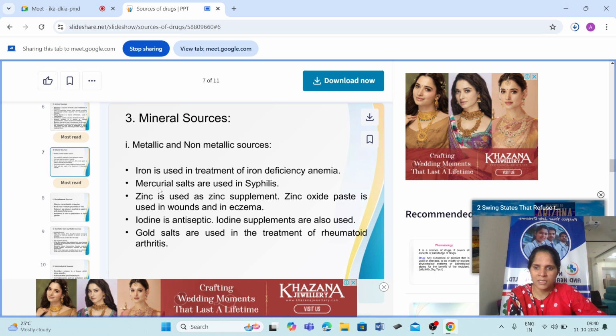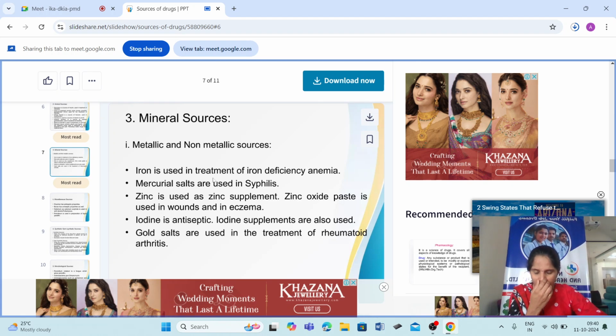And next we have mercury salts. Mercury salts can be used in syphilis. What is syphilis? It is a sexually transmitted disease, right? Syphilis, gonorrhea, AIDS, these are all sexually transmitted diseases. So for treating syphilis, what will they use? They'll use mercurial salts.